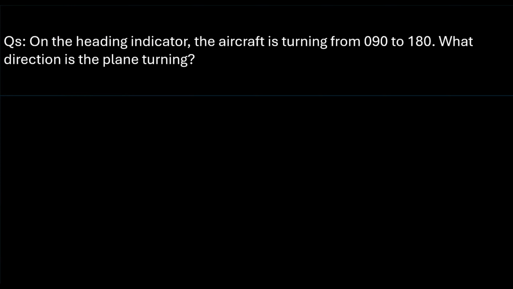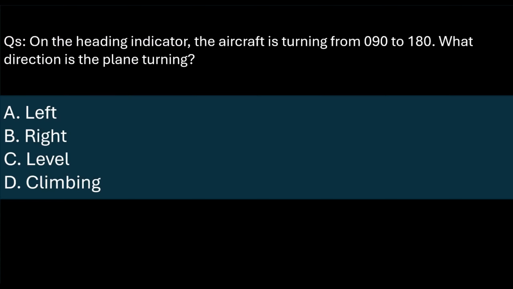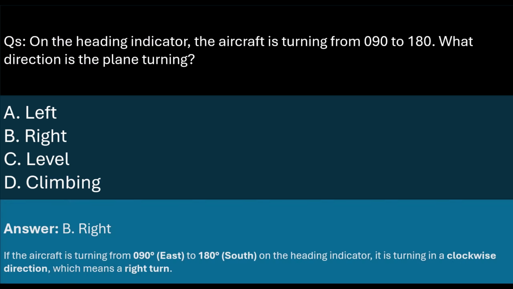Now question number 6. On the heading indicator, the aircraft is turning from 90 degree to 180 degree. So 90 degree to 180 degree means it's moving east to south. What direction is the plane turning? Here are the options: left, right, level, climbing. I think it's a left turn. No, it's a right turn. So the answer is B, a right turn.